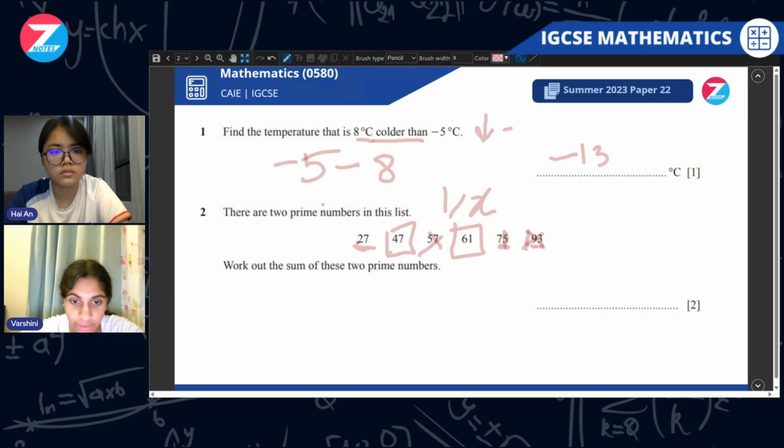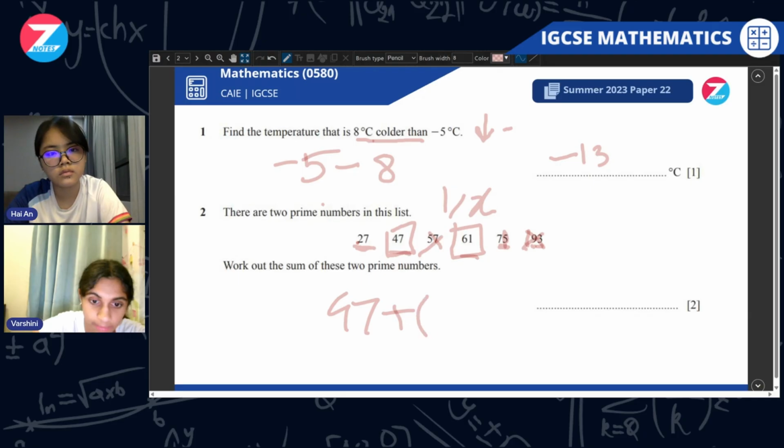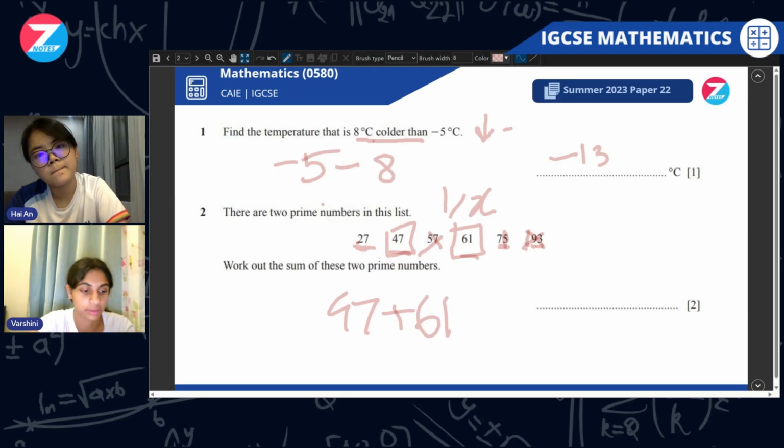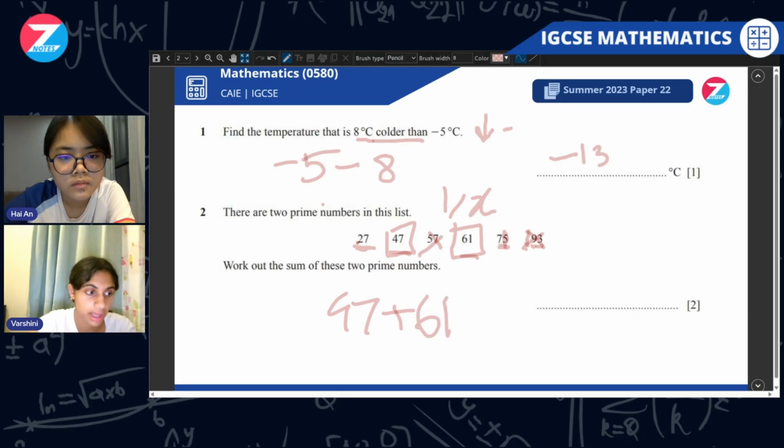And so we have these two as our prime numbers, 47 and 61. So the sum of these will just be 47 plus 61. And you can always put that in your calculator. And you should get 108, which is our answer.